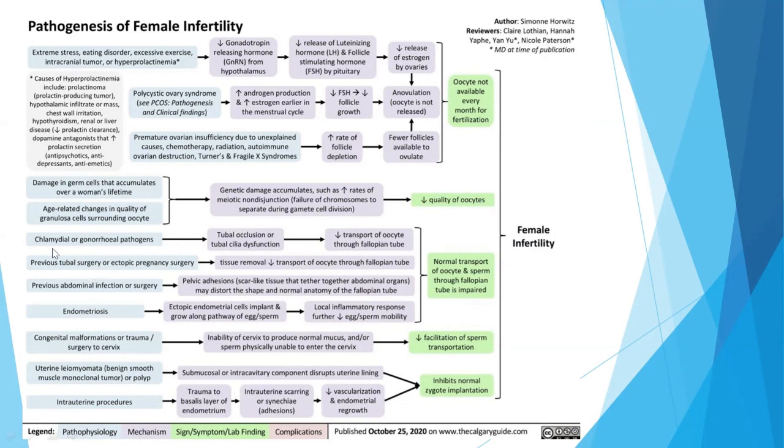Pelvic inflammatory diseases like chlamydia or gonorrheal pathogens can cause tubal occlusion. If there is any previous tubal surgery, it can cause a scar and then tubal occlusion. If there is endometriosis, then there may be a local inflammatory response, which can decrease egg or sperm motility. If there is some congenital malformation, for example, the inability of the cervix to produce mucus, or if there is any uterine pathology which does not favor fertilization or implantation, then it can cause infertility.